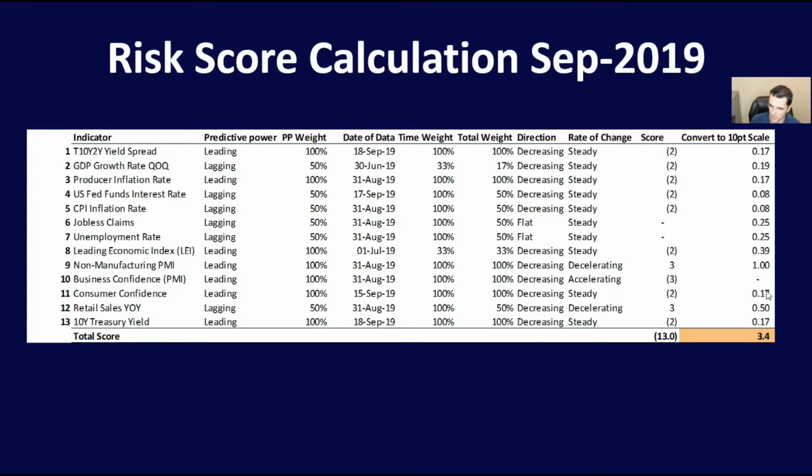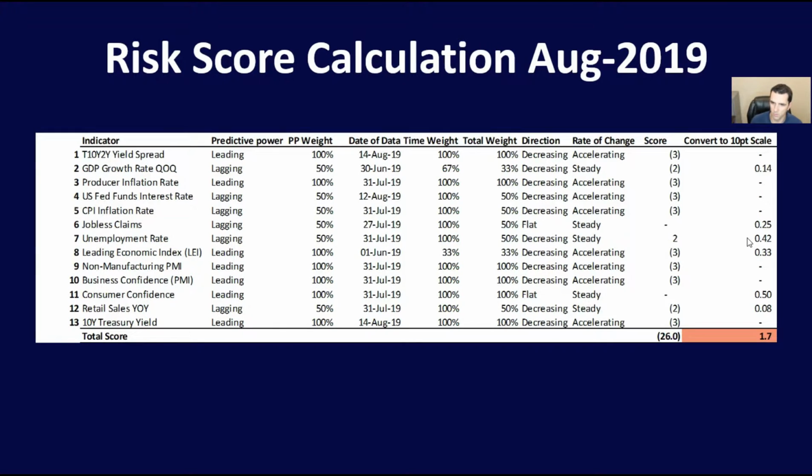So not contributing as much as it was in the previous month, but with unemployment being as low as it is, that's not hard to understand, and it probably can't go much lower than it is. So that's sort of a summary of the risk score. So 3.4 in September, 1.7 in August, definitely better.